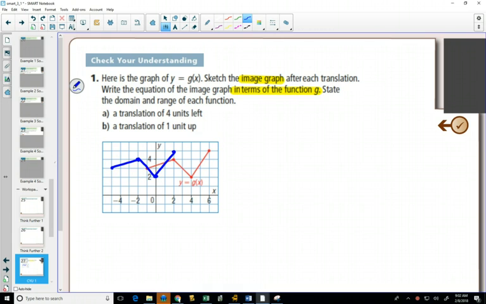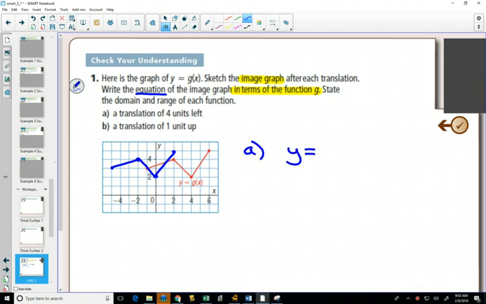Now it says to write the equation. I'm going to underline the word equation. An equation always has an equal sign. If you write something without an equal sign at this point, you haven't followed the instructions, and that's one of the 10 big errors that they look for at the end of the year on your exam. An equation has an equal sign. So we need to write an equation for this blue graph.